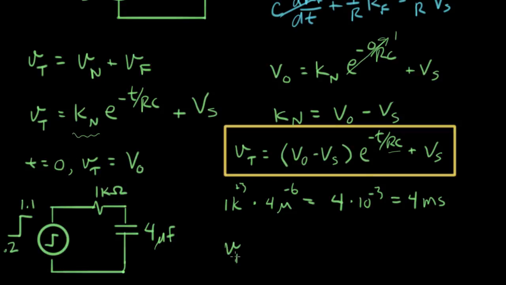Now let's plug the rest of our values in here. V of t, the total response, or the step response, equals V naught, 0.2, minus Vs, that's the step voltage, 1.1, times e to the minus t over 4 milliseconds, plus Vs, Vs is 1.1. So I went ahead and plotted this using a computer, and we'll see how close this comes to what we sketched earlier.